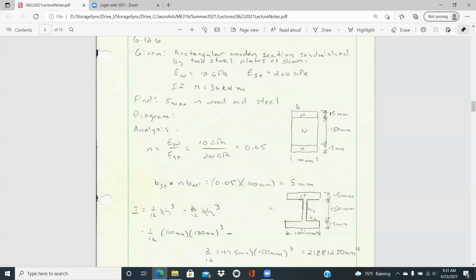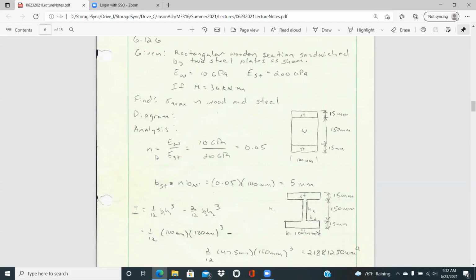And I'll kind of show you that. We use this ratio then to find the equivalent width. But once we know what our area moment of inertia is and calculate the stress as if it were all that one material, then we have to transform it back to the original material that is a smaller width. And so this example problem will show that process.